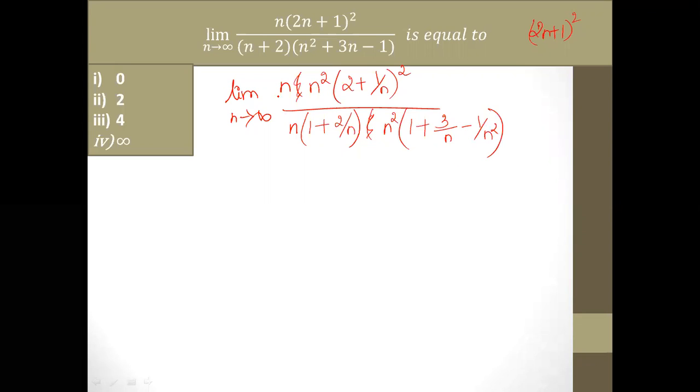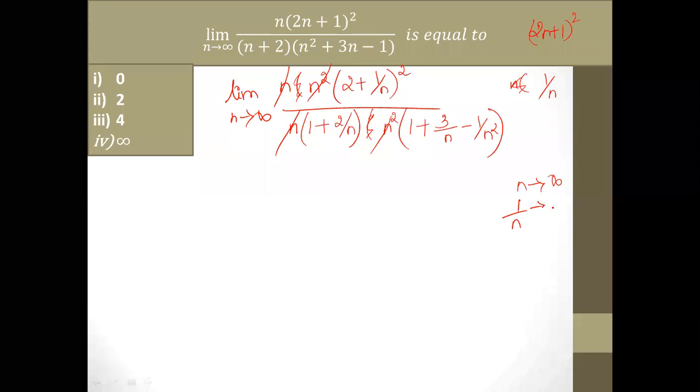So you can see n cancels, n square cancels. Now there is no n in product form, correct? There is no n into anywhere here, 1 by n is not multiplied, there is no n into. If there was n into, then putting infinity would have been a problem. So now if you put as n tends to infinity, 1 by n goes to 0.